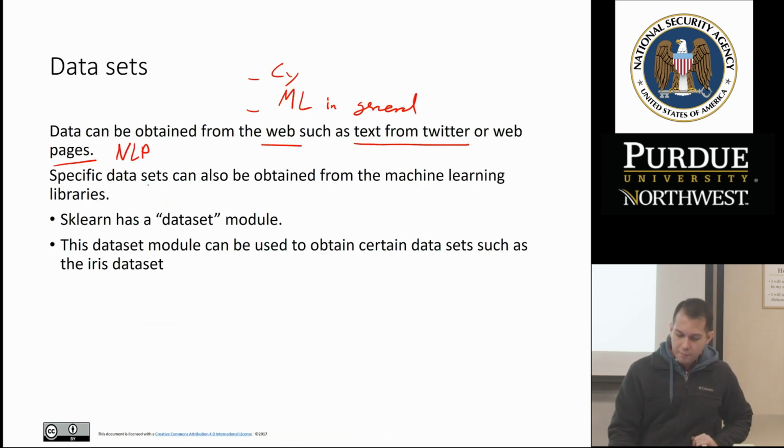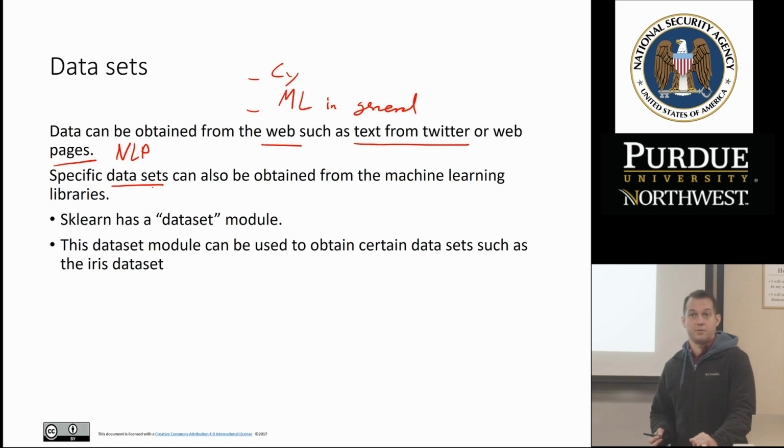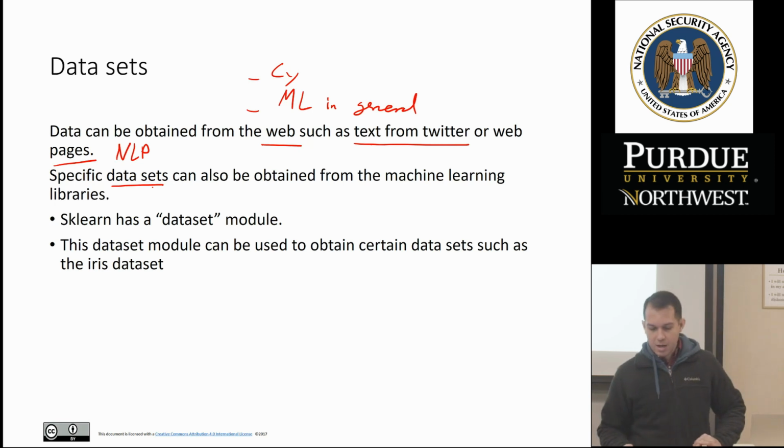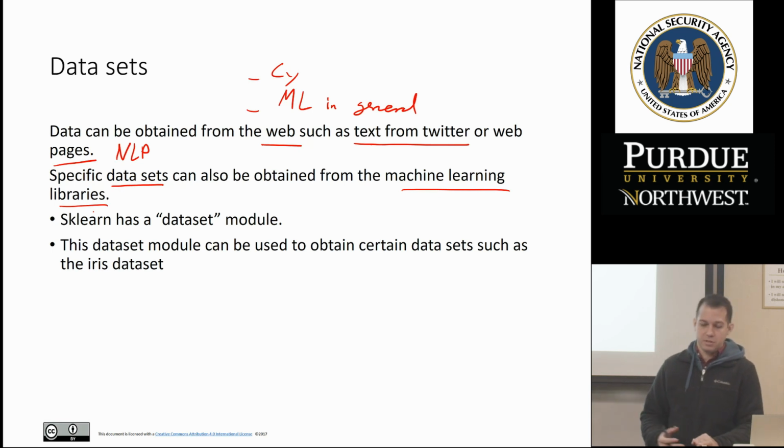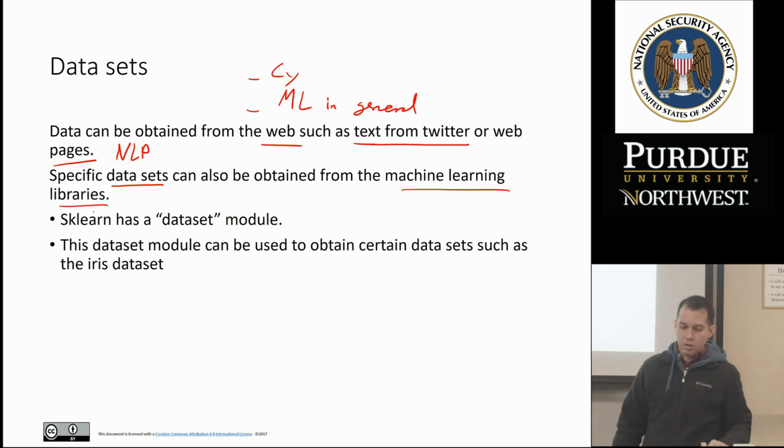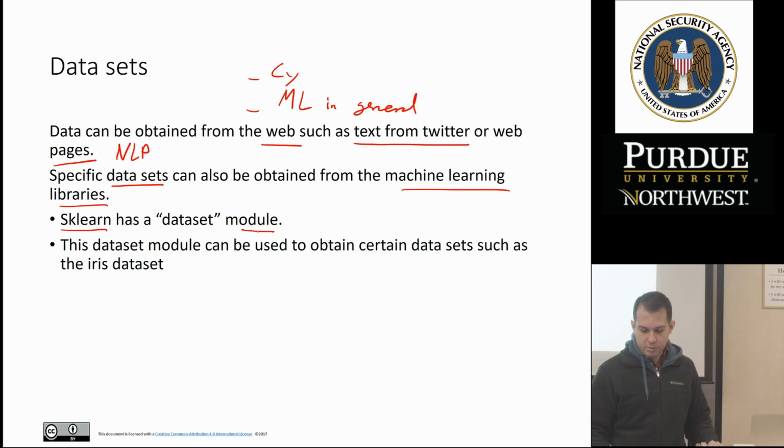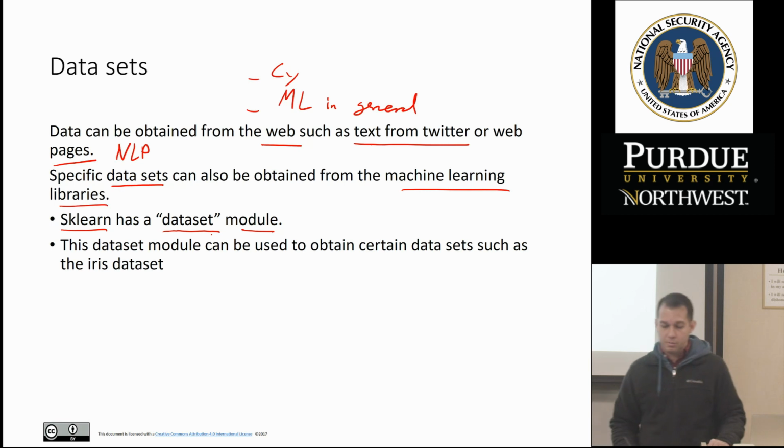Additionally, for academic purposes, let's say for us that we're studying, specific data sets can also be obtained from machine learning libraries, right? And this is something that we've seen throughout the class, or will continue to see, that all the libraries, TensorFlow, SKlearn, for instance, Weka, they all contain specific modules that contain data sets. The well-known standard data sets are available there. So we'll see some code of how this dataset module is available and how it can be used.